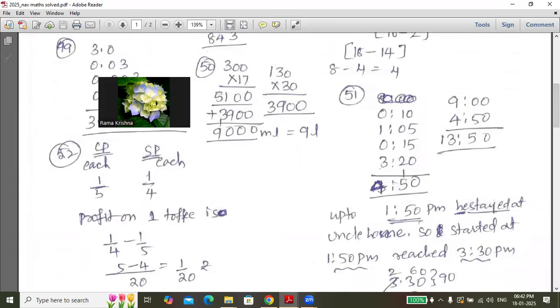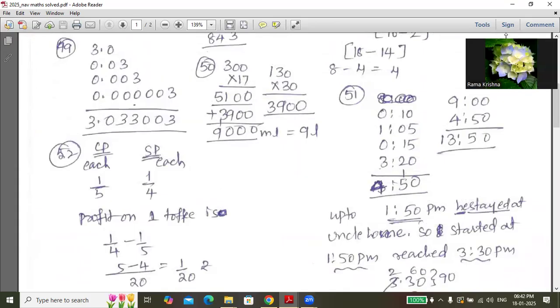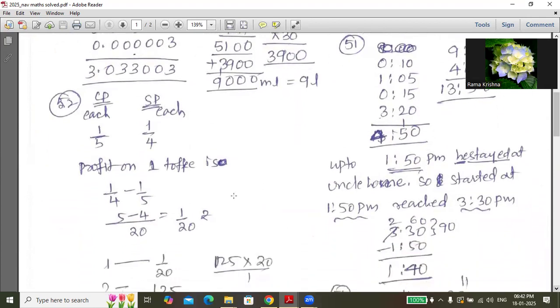In this question, you have to find out the cost of each toffee. While purchasing, he purchased 5 toffees for 1 rupee. That means the cost of each toffee is 1 rupee divided by 5 toffees, so 1 by 5 rupees. While selling, he sold 4 toffees for 1 rupee, so the selling price of each toffee is 1 by 4. First you find the profit for 1 toffee. For that I have subtracted, so 1 by 20 rupees profit on 1 toffee.